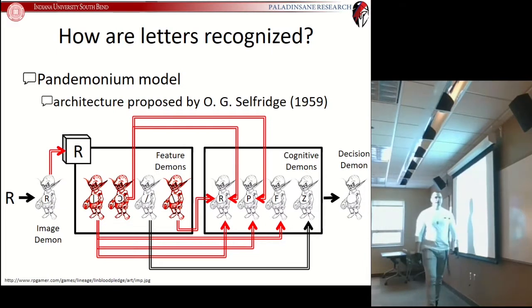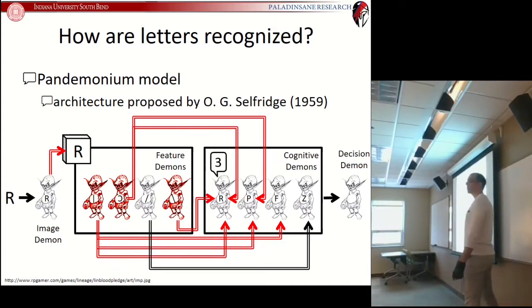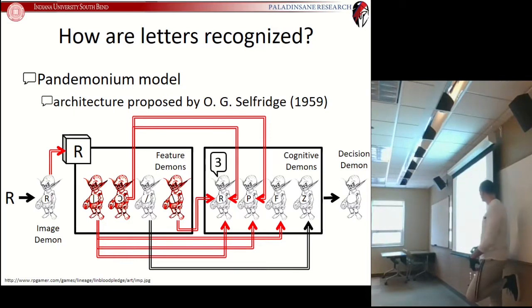And then the final part of this is that these cognitive daemons up here will announce how many feature daemons they just got complaints from. So cognitive daemon R will say, wow, 3 feature daemons just sent me a message about how hot and bothered they are. Cognitive daemon P will say, only 2 of mine reached out to me. Cognitive daemon F will say, oh, I just got the message from the one. And this last cognitive daemon Z is like, I don't even know that anything was even on the TV. Nobody's been calling me at all.